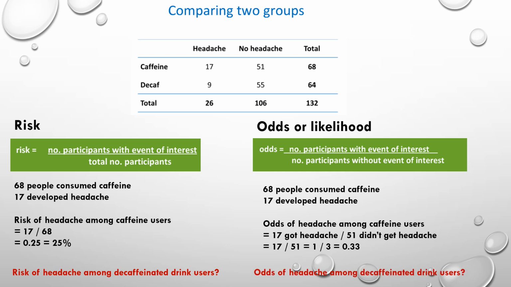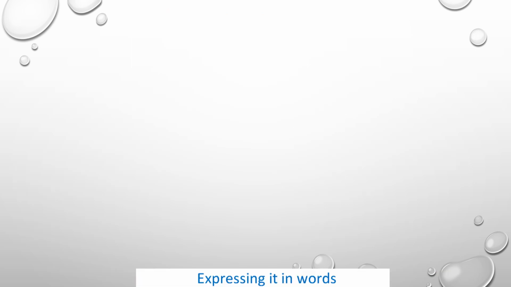What is the odds of headache among decaffeinated drink users? Look at that. Among decaffeinated drink users, 9 got headache, 55 didn't get headache. So the odds of headache among decaffeinated drink users will be 9 divided by 55. Got it? Now we can go to the next slide.